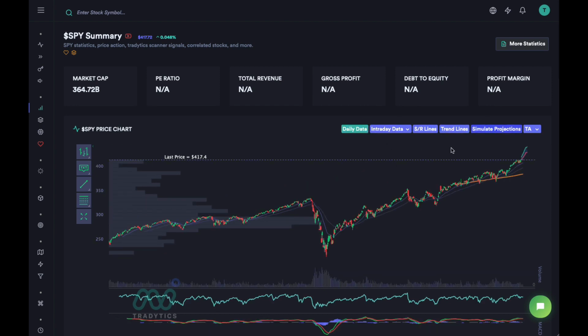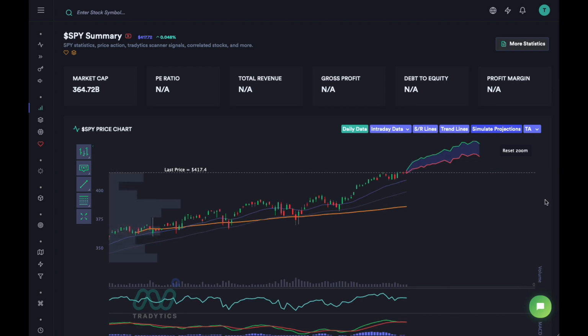Then we have a simulate projections button, which is again an algorithm that we have developed that looks at the historical price action, and it sees how price moves for this particular ticker, and based on that information it simulates the future price for 30 days. The name of the exact algorithm is called Monte Carlo estimation if you want to look it up, but this basically just gives you an idea on how the price might behave in the next 30 days, and we mostly use it to find out lower and higher interval levels where the price might potentially reach.